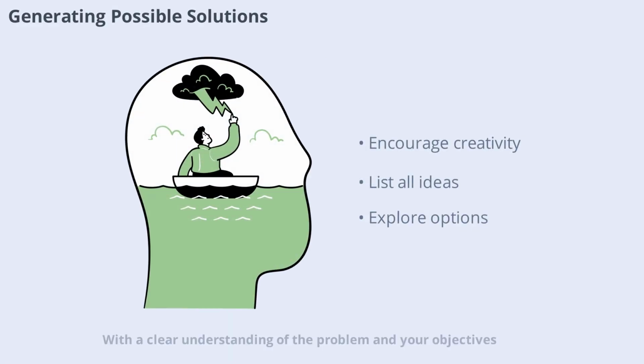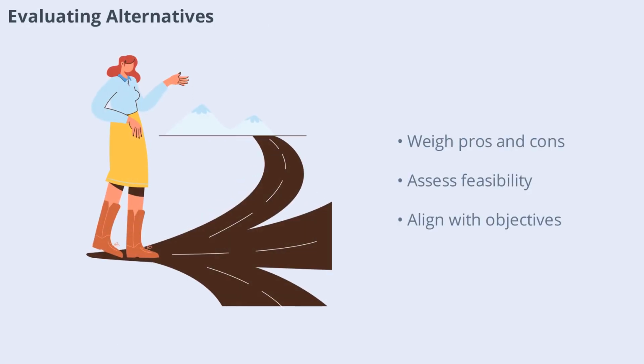With a clear understanding of the problem and your objectives, it's time to brainstorm possible solutions. Encourage creative thinking and don't dismiss ideas too quickly. List as many options as you can, even if some seem unconventional. The goal is to explore a wide range of possibilities before narrowing down your choices. After generating a list of possible solutions, evaluate each one carefully.